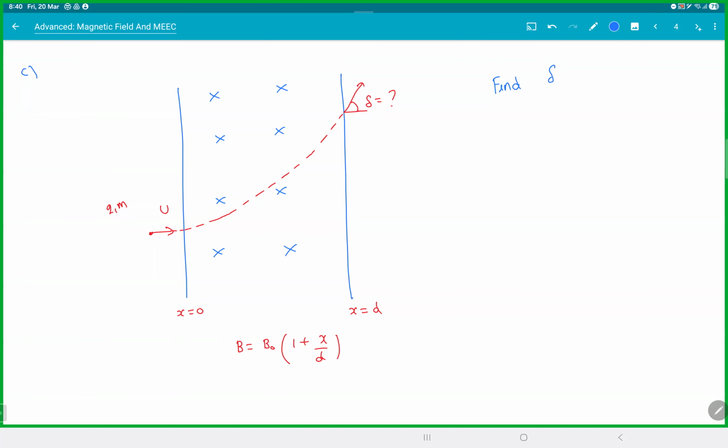They can ask you a lot of questions. Find the average force, right? Find the deviation or find this vertical displacement kind of stuff. So yeah.